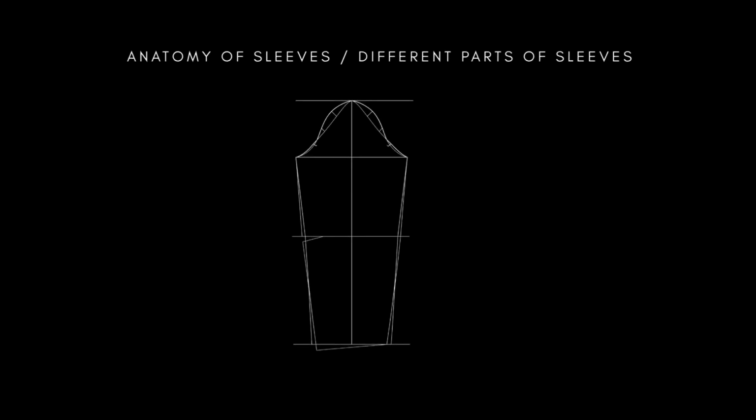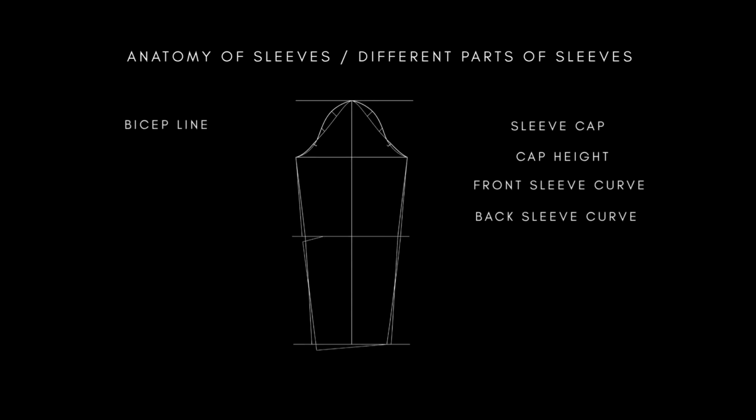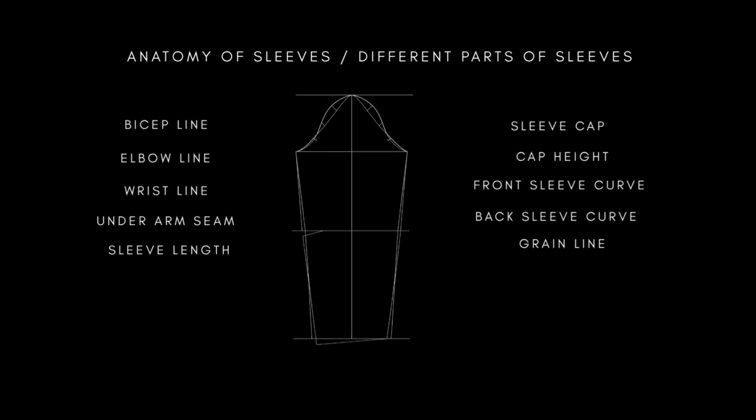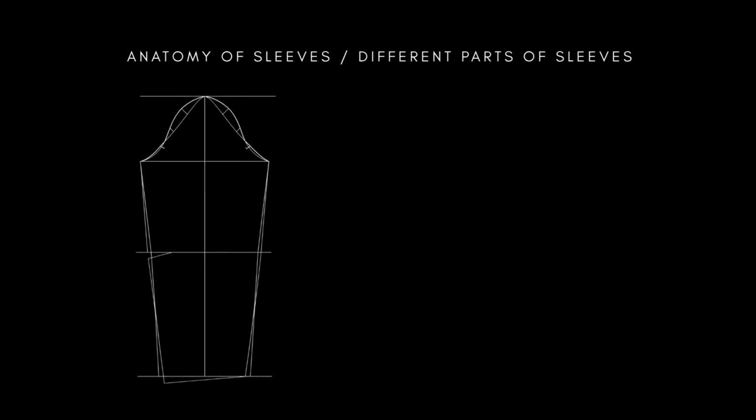Before moving on to the drafting of a basic sleeve, let's understand the anatomy of the sleeve, or simply we can say the study of different parts of the basic sleeve. So, a basic sleeve consists of various parts including sleeve cap, cap height, front sleeve curve, back sleeve curve, bicep line, elbow line, wrist line, and underarm seam, along with sleeve length and a grain line. Let's understand them one by one.